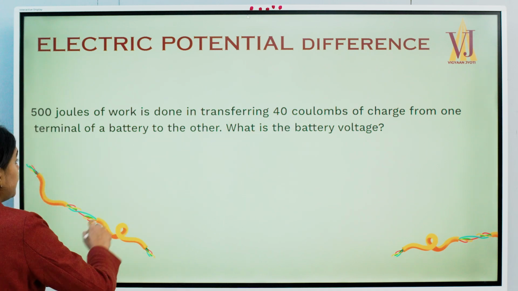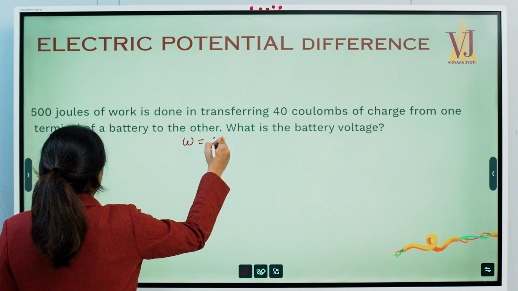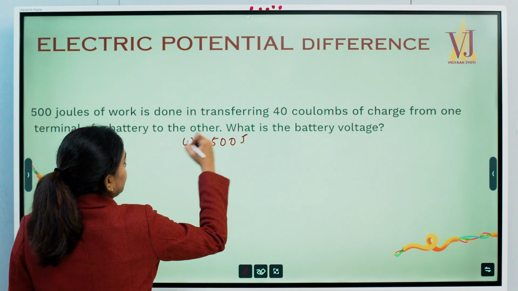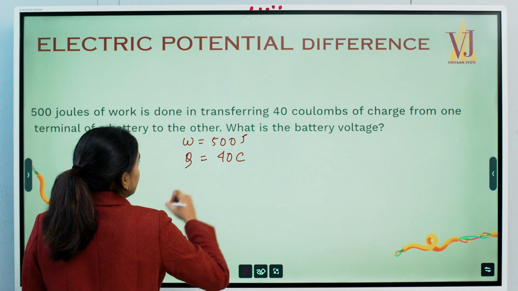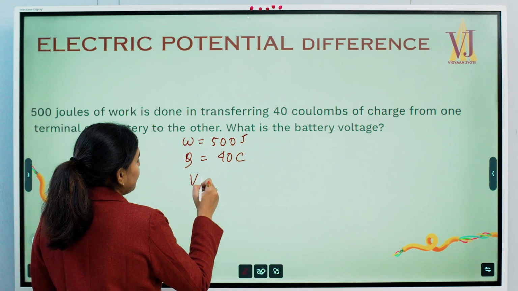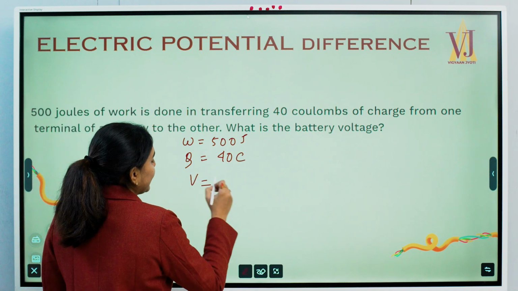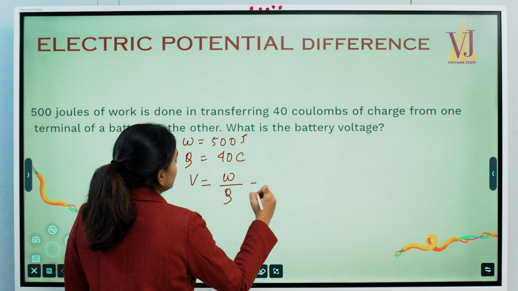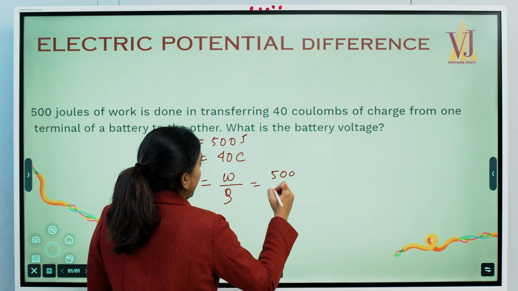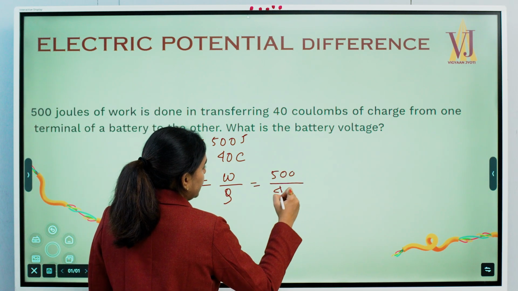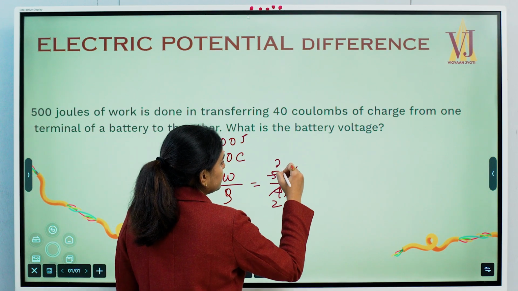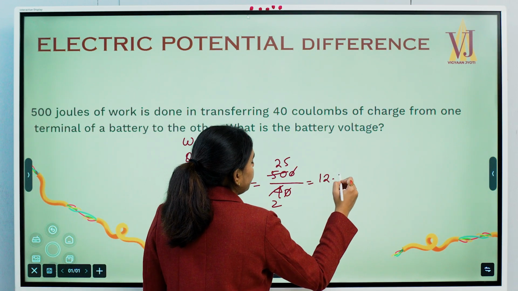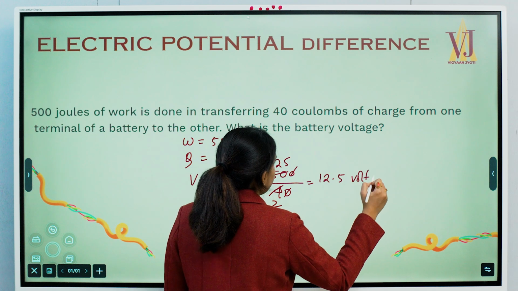This is also easy because they have given you W this time, that is 500 joules. And charge they have given as 40 coulombs. So they are asking what is the battery voltage, that means V, that means W by Q. So W is 500 and charge is 40. So the zeros get cancelled. So it's 12.5 volt. Why did I write volt?